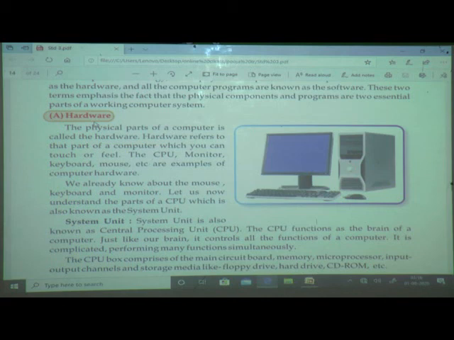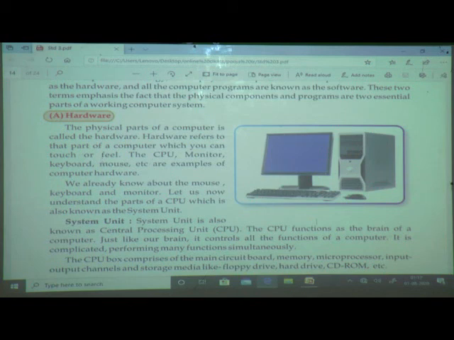In the same way, computers also have physical parts, and those parts are called hardware. Physical parts mean the outside parts, and inside means software. Hardware and software. In that, we will see hardware first. The physical part of the computer is called hardware. Hardware refers to the part of the computer which we can touch or feel, right? We can touch our hand, nose, eyes, ears.